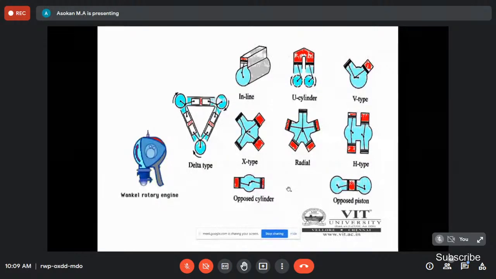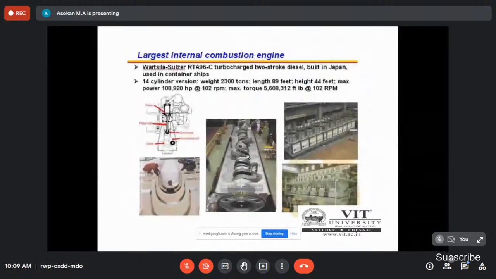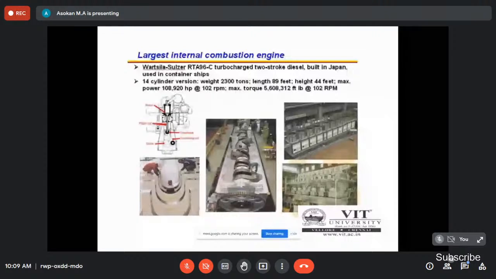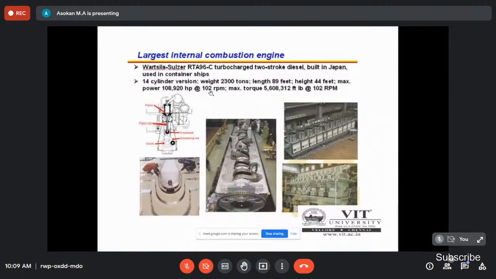Okay. And this is one of the largest engines built in Japan. We're using it in container ships, right? The specification of this engine is 14 cylinders, around 2,300 tons. The length is 89 feet, you can imagine how much length it is. The height is 44 feet. Then the maximum power, you can see the horsepower and RPM. Even this RPM is 1 or 2 RPM. So if the size of the engine is bigger, then automatically the revolutions per minute, the speed, decreases. With a smaller size, you can increase the speed of the engine.